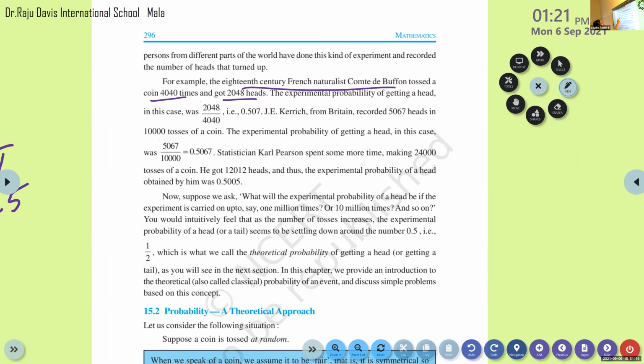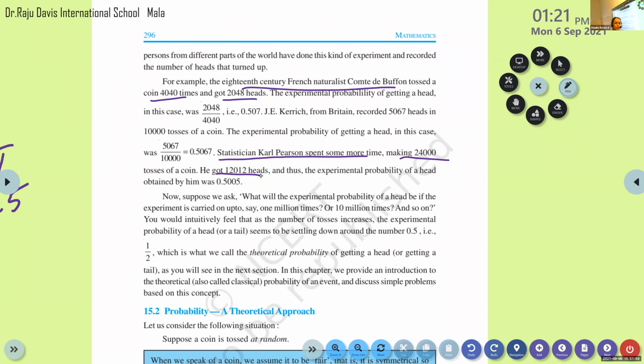See, Karl Pearson, a very famous statistician, tossed the coin 24,000 times and found out how many times he got head and tail. Here also he got 12,012 heads out of 24,000. See, the number of heads and number of tails are coming closer to each other. The difference between their numbers will be very small. This is proven by many scientists using experiments.